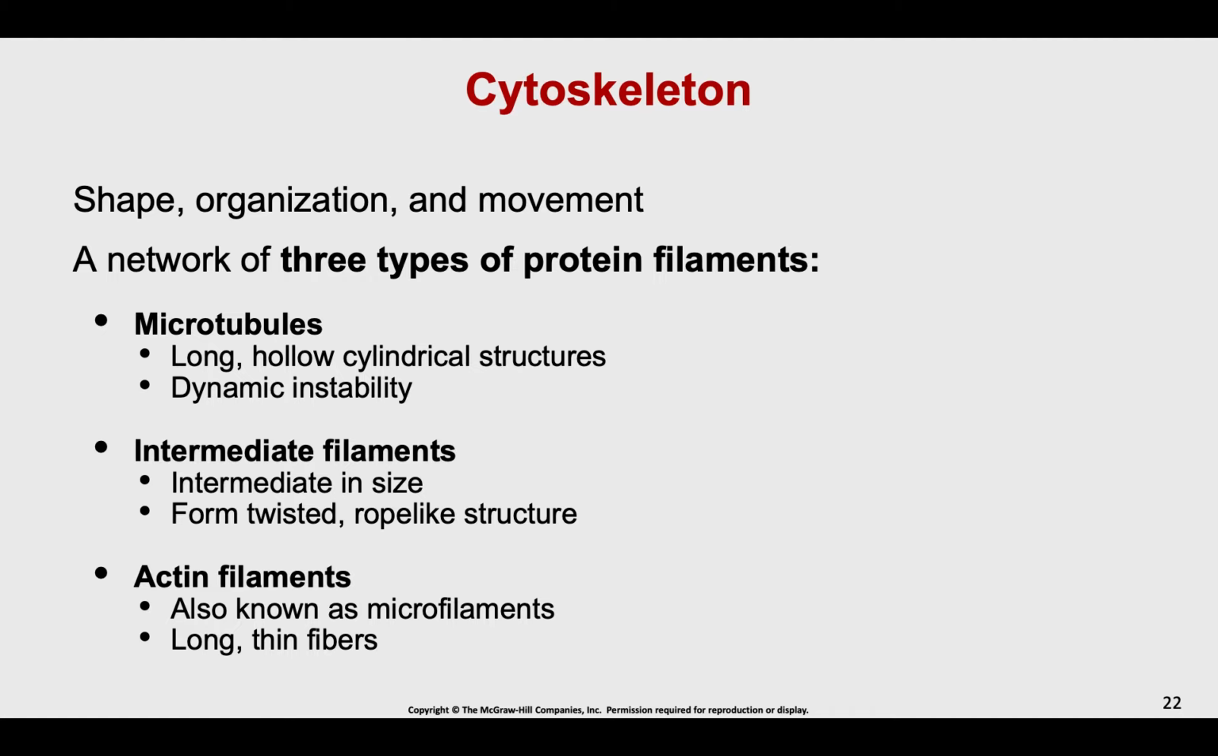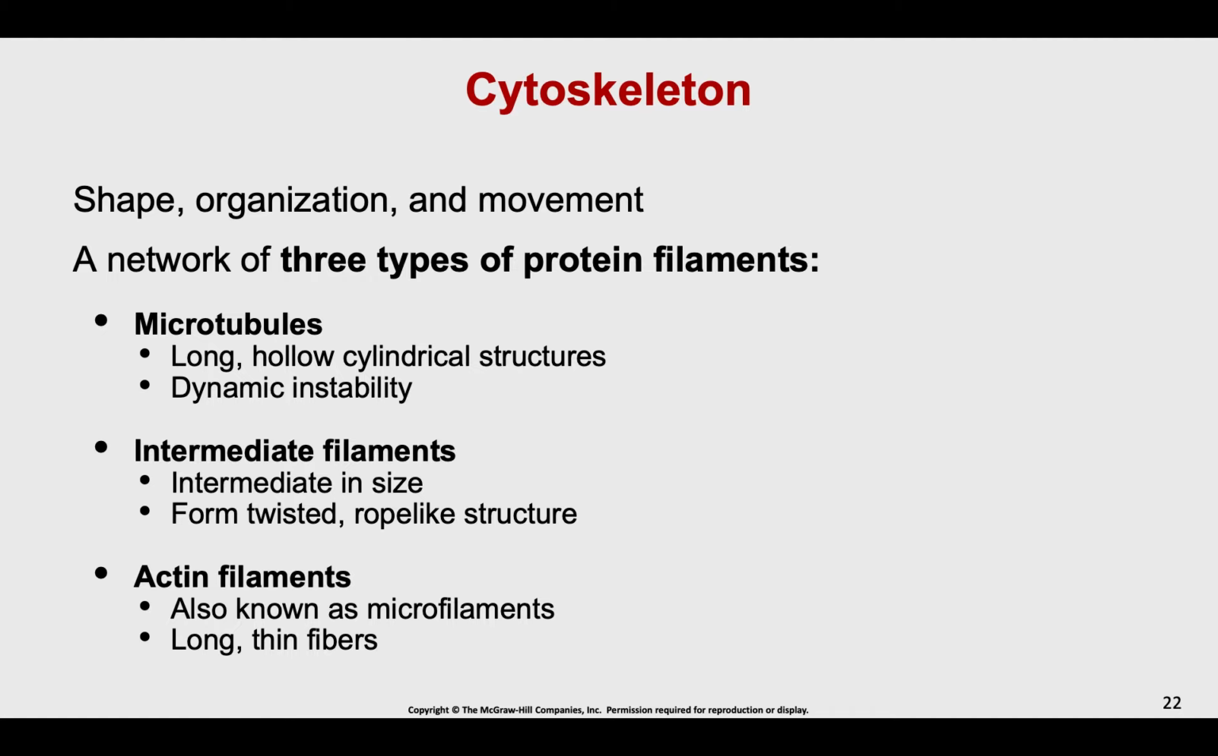A lot of times we think of the cytosol as kind of an empty space, but there's actually a lot going on in it, mainly in the cytoskeleton. The cytoskeleton is what provides the cell with shape, organization, and movement. Basically we have a network of three types of protein filaments that all help to provide shape and movement inside of the cell.